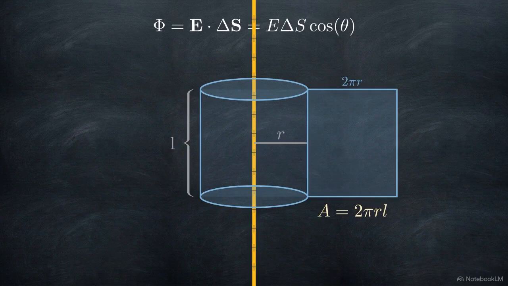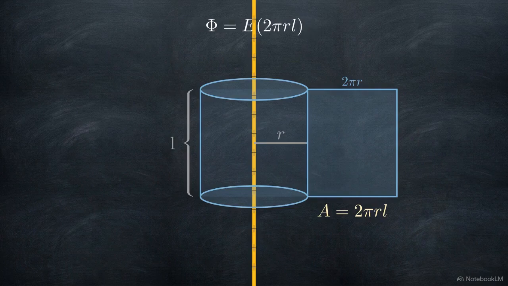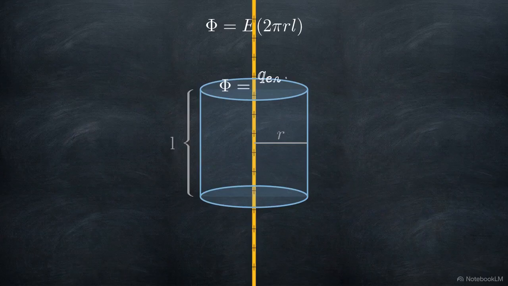And because every point on this surface is exactly distance r from the wire, the electric field has a constant magnitude. The surface area of this curved portion is 2 pi r times the length L. The total flux through the system simplifies to the field magnitude E multiplied by this curved area. Gauss's law states that the total flux equals the enclosed charge divided by the constant epsilon naught.